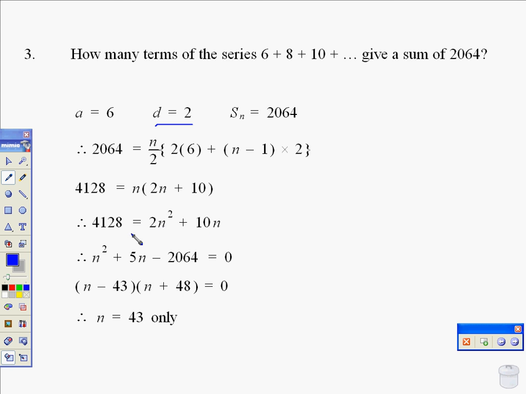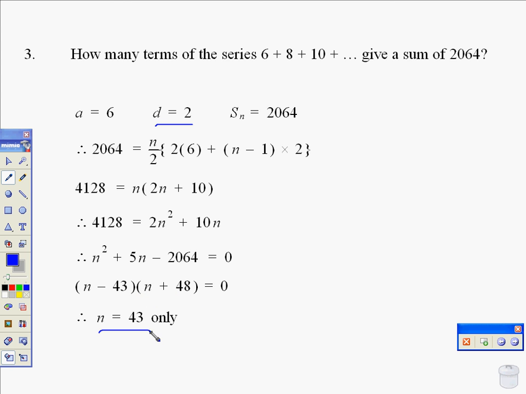Now we've got a quadratic. If we divide everything by 2, because it's common, and bring all the terms together, we get n squared plus 5n minus 2064. Now if we factorize that, we get 43 and 48 as the factors of 2064. We get (n minus 43) and (n plus 48).